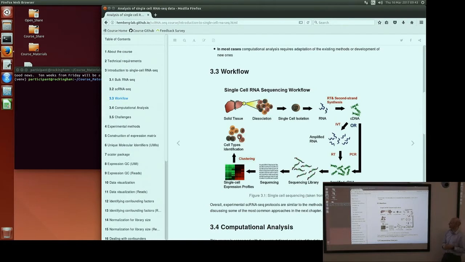And I think one of the important issues here is that the types of analysis that can be done here, for example clustering, many of them are different from what you could do with bulk RNA-seq data, just because of the high granularity of the single cell data.